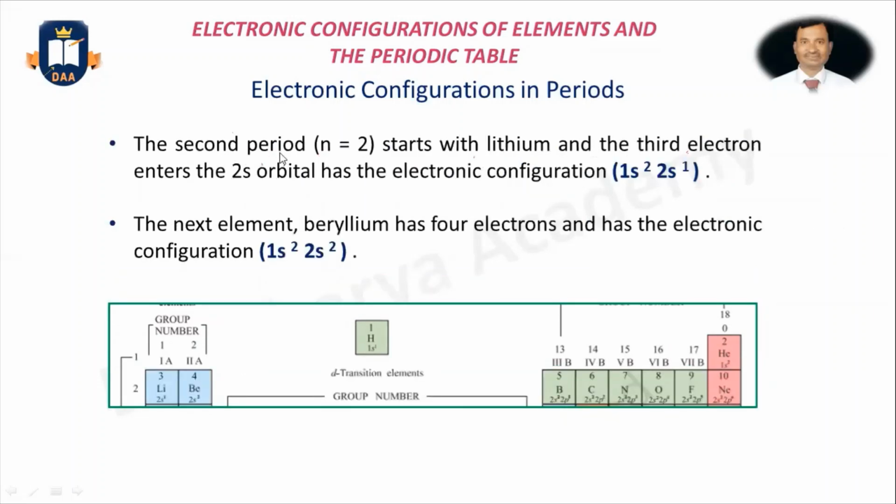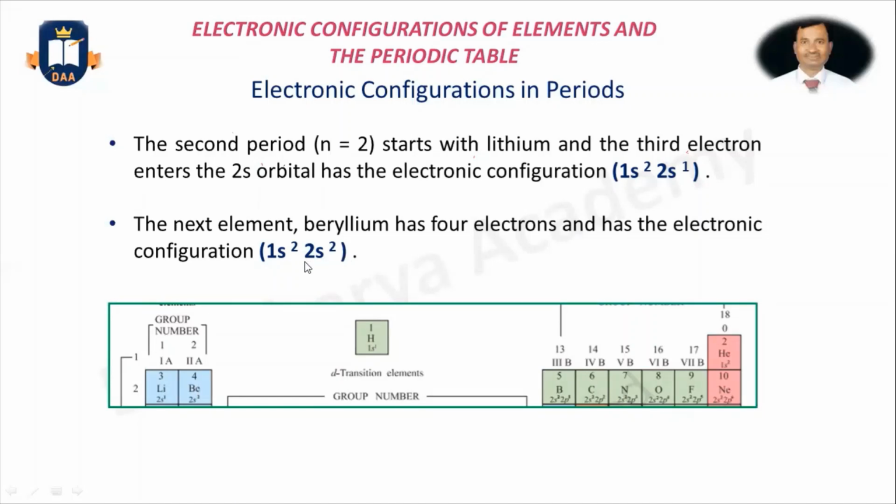Now for the second period. The second period has the 2s orbital. First, you can see lithium. Lithium is 2s1, that means the full configuration is 1s2, 2s1 for lithium. And then it is beryllium. In this figure, you can see beryllium. Beryllium means a total of 4 electrons, and in that case the configuration is 1s2, 2s2.